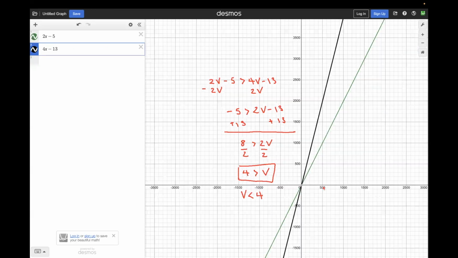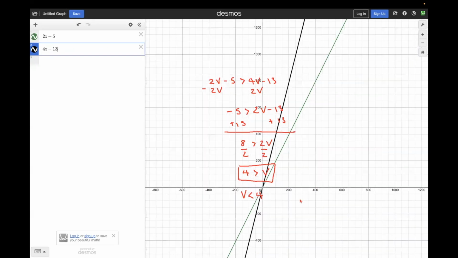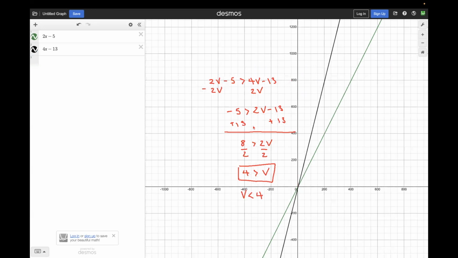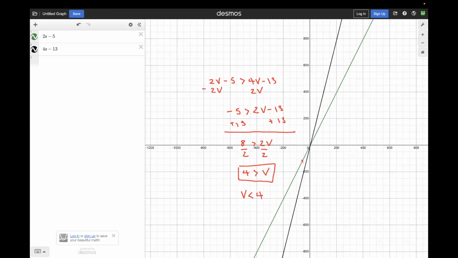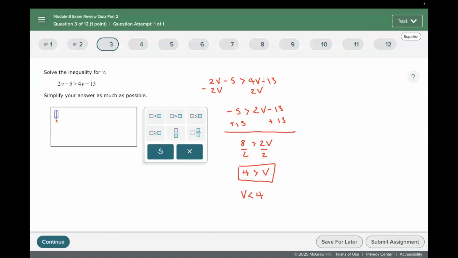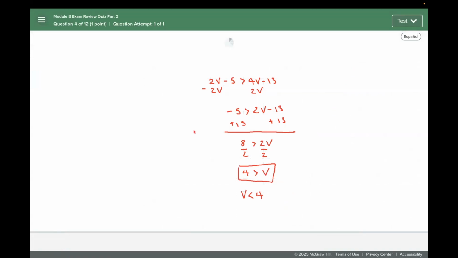So if we zoom in, notice the green equation is what we want to be larger. So notice that's above the second equation so long as x is smaller than 4, and that's exactly what we got. So when v is less than 4, the green line is above the black line. So our answer here will be v less than 4. Very good, let's keep going.